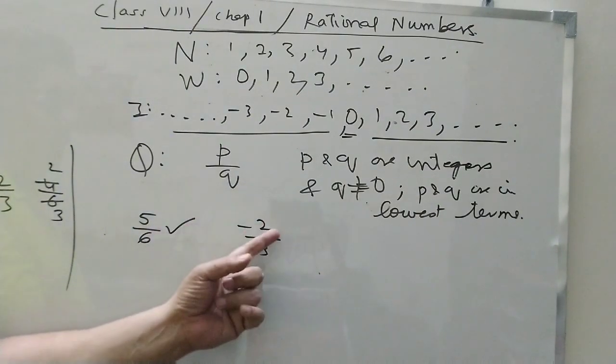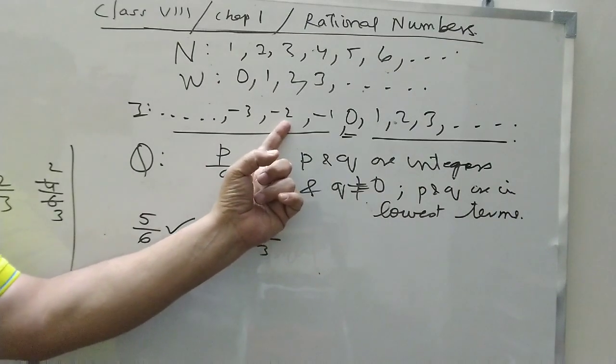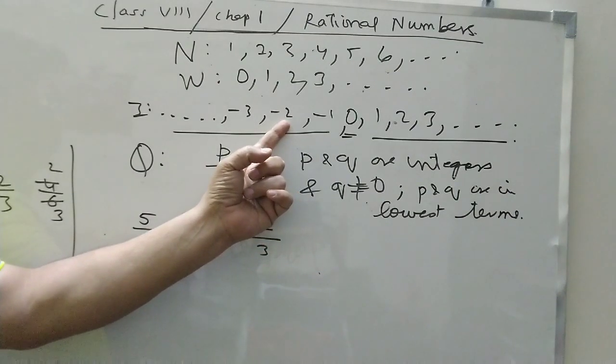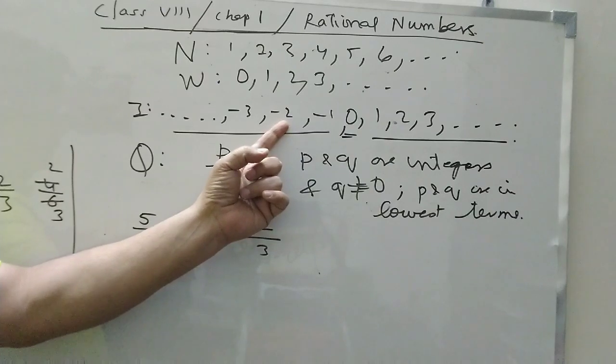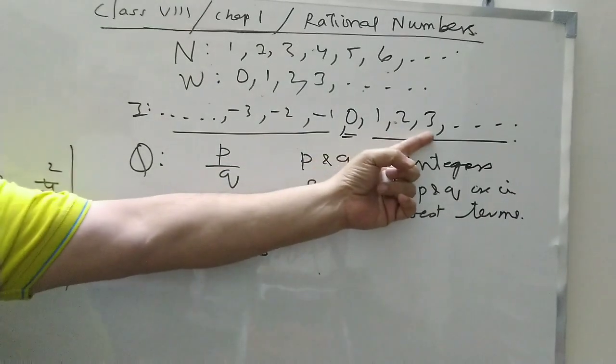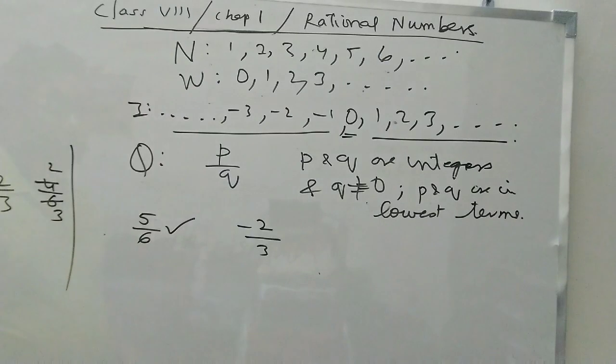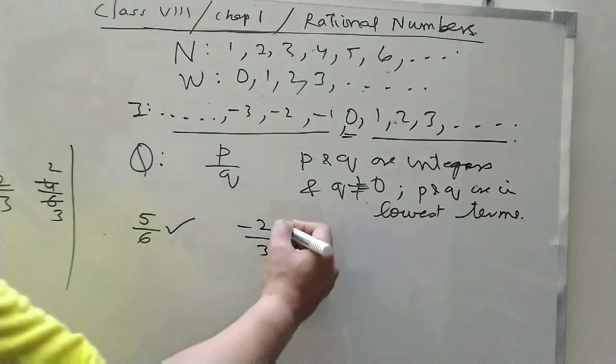Suppose I write -2 by 3. Now -2 is an integer, you can see it here. It is a negative of a natural number, so obviously it is an integer. 3 is also an integer, you can see it in this set. So both of them are integers and the denominator is not equal to 0.